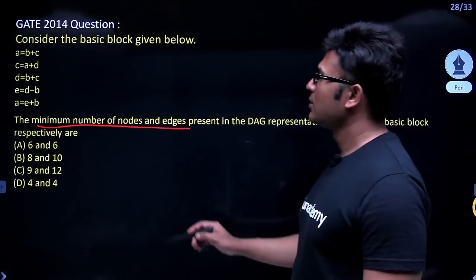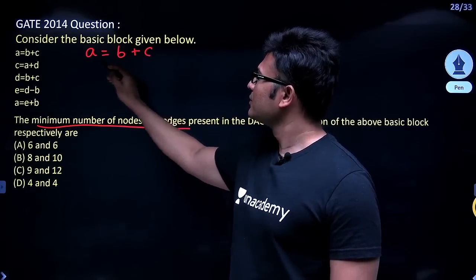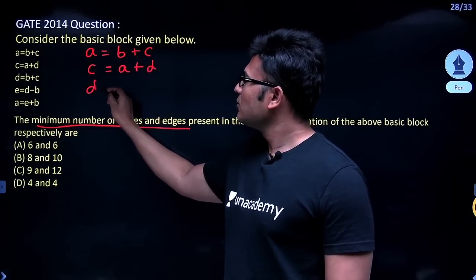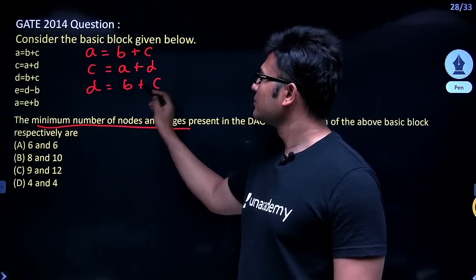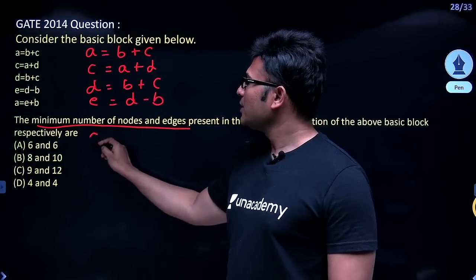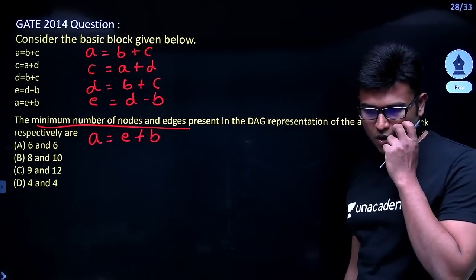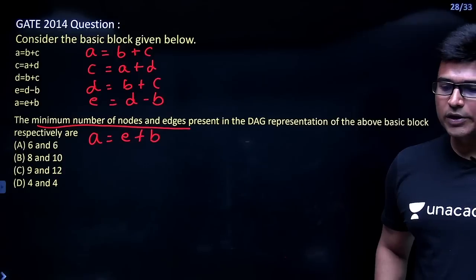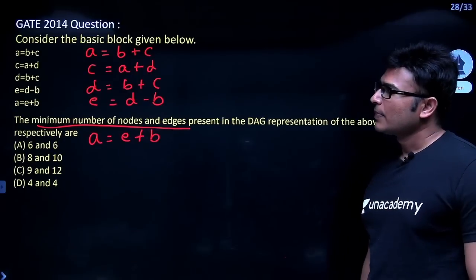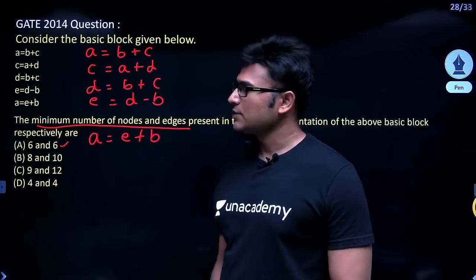So here A equal to B plus C, C equal to A plus D, D equal to B plus C, E equal to D minus B, and A equal to E plus B is given. There is a small problem in this question. If you directly do it, the method that I told you, I think you are going to get B, right? But in the key they have given it as A, 6 and 6.